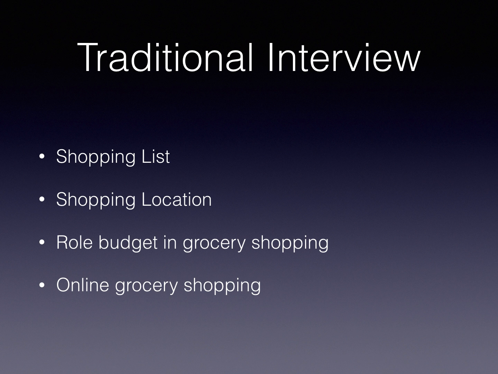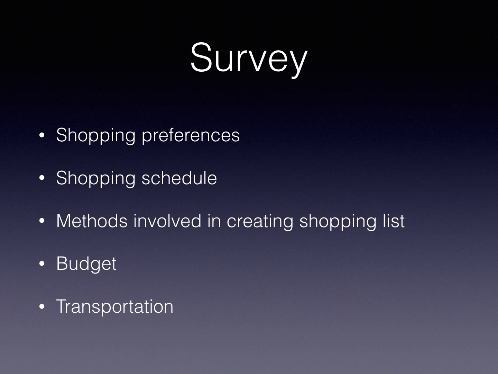And coming to the survey, the questionnaire was prepared based on preferences to know the shopping preferences of the user, shopping schedule, the method involved in creating a shopping list, and some questions based on budget. Majorly in the survey we concentrated on transportation, with questions like how far they go for shopping, or how far they can go in a radius involving transportation. Shopping preferences, like whether they would prefer other stores for a particular product, or prefer this product only for the availability or only for the best price.